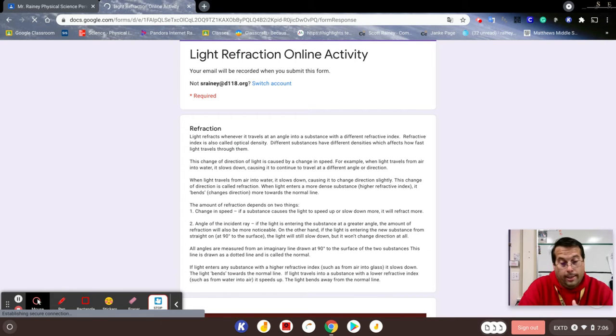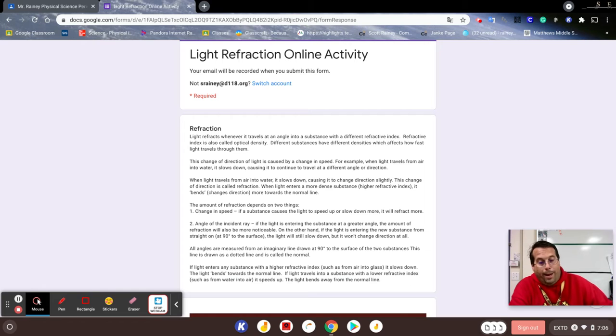So it's going to turn as it hits a different density of medium. So when light travels from air into water, it slows down, causing it to change direction slightly. That change of direction is called refraction. When light enters a more dense substance, which has a higher refractive index, it bends or changes directions more towards the normal line, that imaginary perpendicular line to the surface.